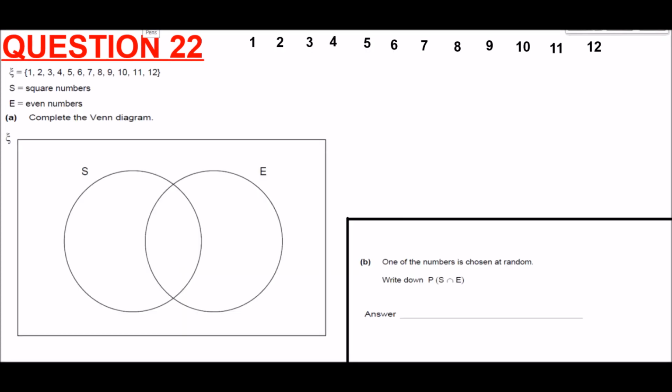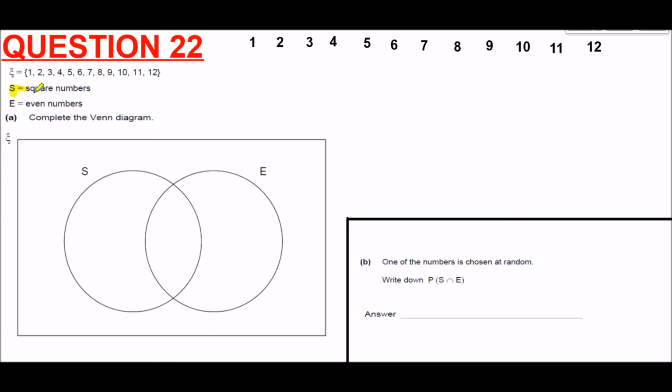Question 22. A Venn diagram question. So E, the fancy curly E, means everything. So everything, all the numbers, are 1, 2, 3, 4, 5, all the way to 12. S are square numbers and E are even numbers. Complete the Venn diagram. First of all, I'd suggest highlighting which ones are the square numbers.